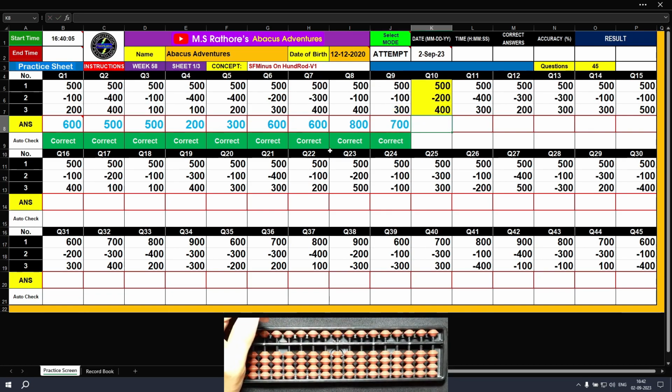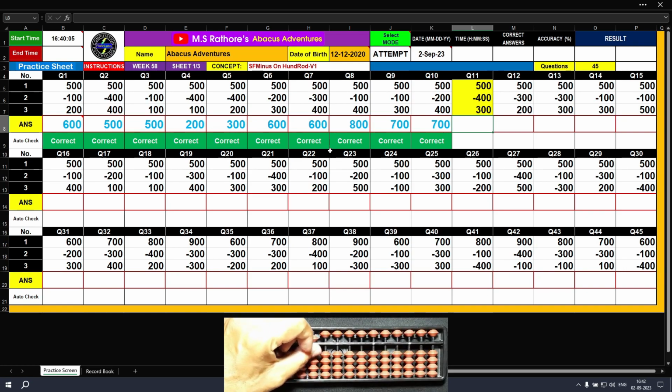Question number 10. Plus 500, the answer is 500. Minus 2 equals plus 3 minus 5, the answer is 300. Plus 4 equals plus 5 minus 1, the answer is 700. Question number 11. Plus 500, minus 4 equals plus 1 minus 5, the answer is 100. Plus 300 directly, the answer is 400.